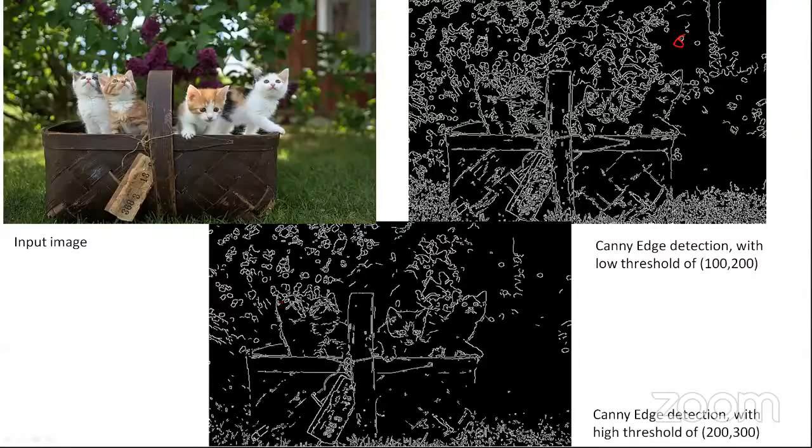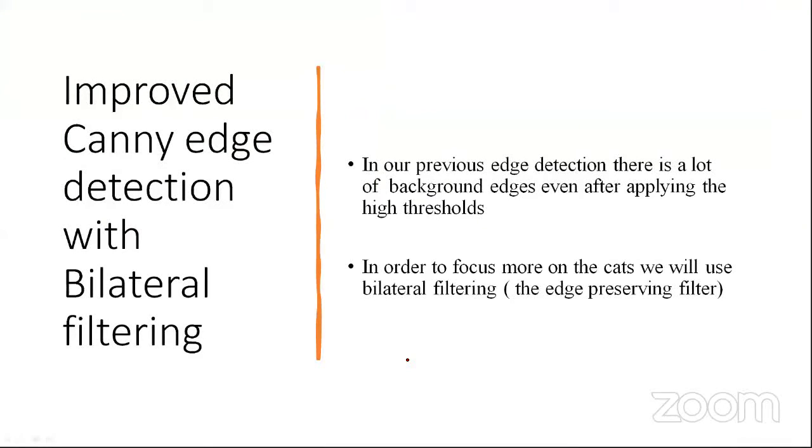But it is not good, guys. You can see after applying edge detection with Canny, the best algorithm we have in OpenCV, the image is not looking good because there are a lot of background edges. We don't want this in our image. So what will we do? We will try to improve our Canny edge detection.